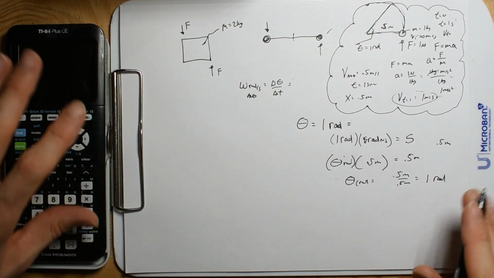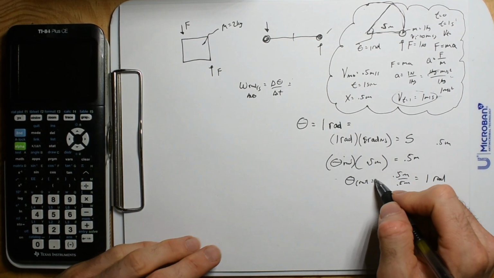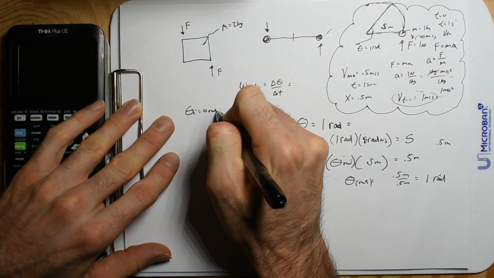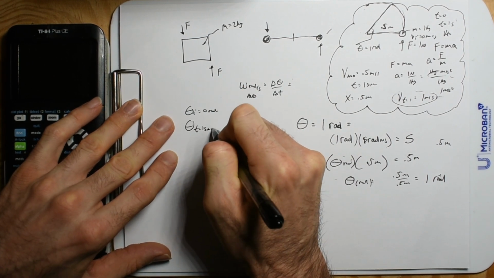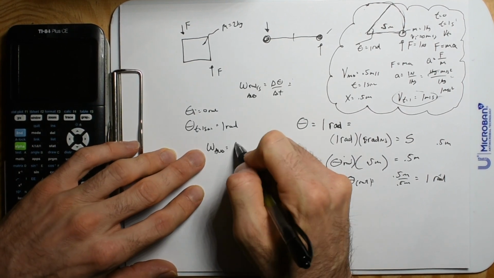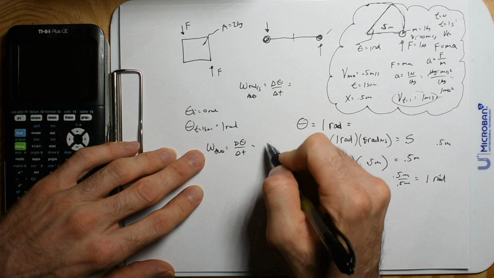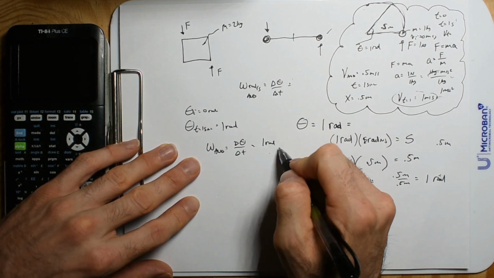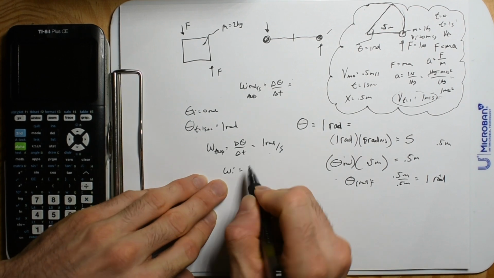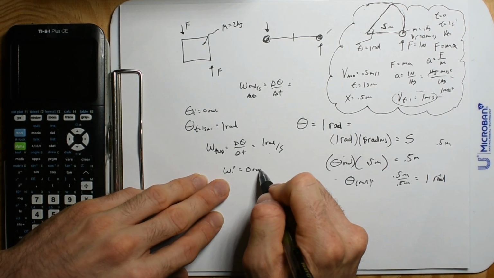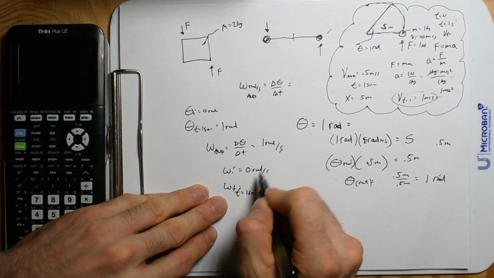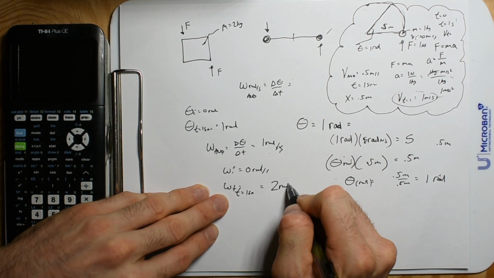All right, hell yeah. So now we're just on the home stretch. We have an angle of 1 radian. Our angle initial is 0 radians. Our angle at t equals 1 second is 1 radian. So now our omega average is change in angle over change in time, which gives us 1 radian per 1 second. Cool, but this is our average. Again, our angular speed initial is 0 radians per second. Angular speed final, at t equal to 1 second, has to be double this, so we have 2 radians per second.